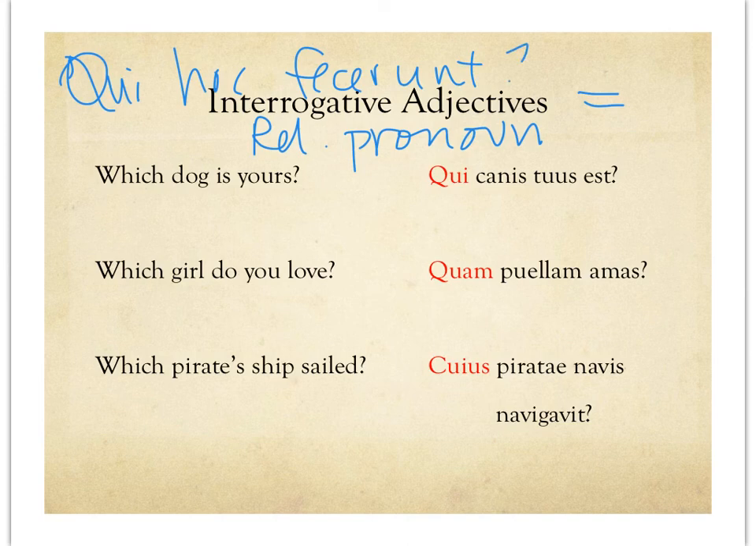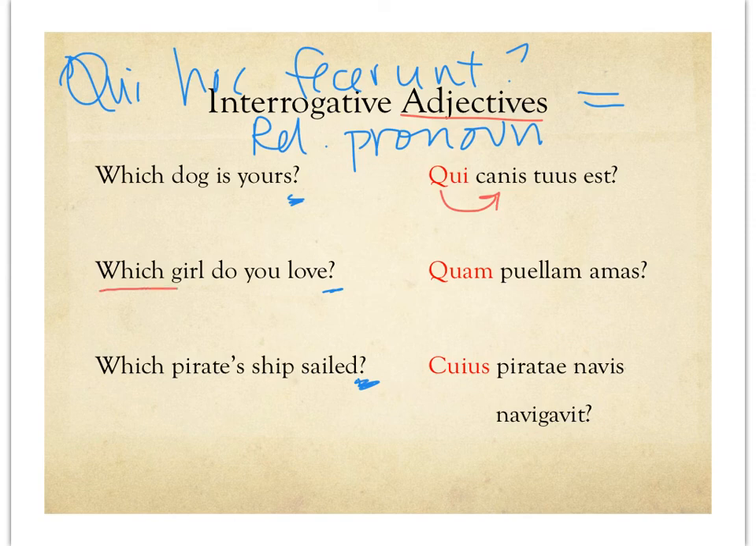But the interrogative adjective is when you want to modify something. You want to say what particular thing, and you need a word for that, what or which, and that is going to look just like the relative pronoun. But again, you can't really confuse it because you're always going to have this question mark. It's going to be acting like an adjective, so it's going to modify something. It's really pretty straightforward. So you can say, which dog is yours? Not just what is yours, which dog. We're talking about a particular dog. So qui canis tuus est?